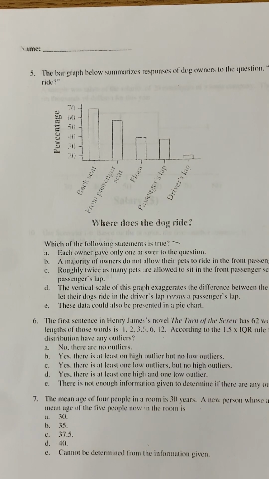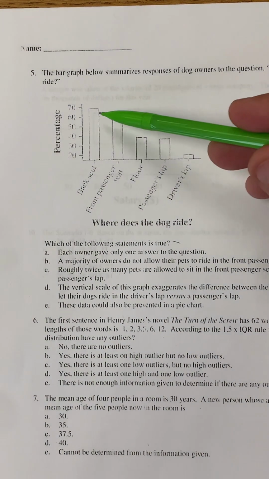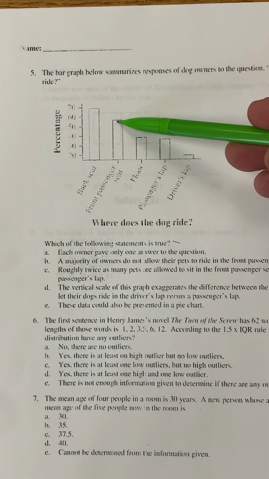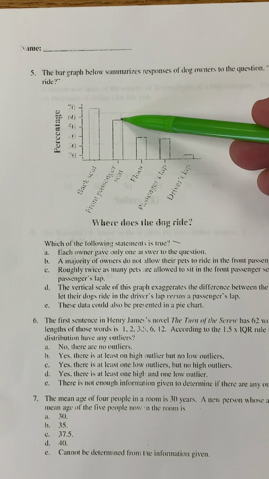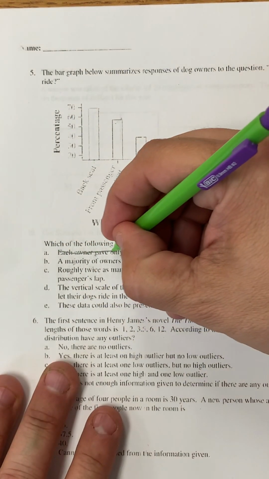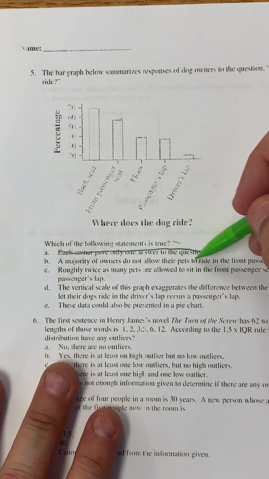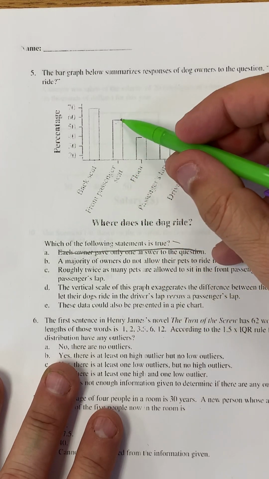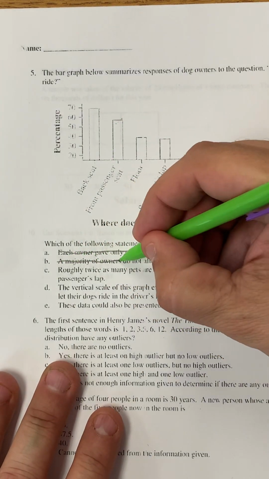So another one of these 5 true and false. It's one multiple choice question, but you've got to know 5 things to fully grasp the question. Each owner only gave one answer to the question. Well, it's almost 70% said they let them ride in the back seat, and somewhere around 60, well, let's say if it's 55, those two already add up to more than 100%. So definitely not. The majority of the owners do not allow their pets to ride in the front passenger seat. So front passenger seat, over 50%, no.